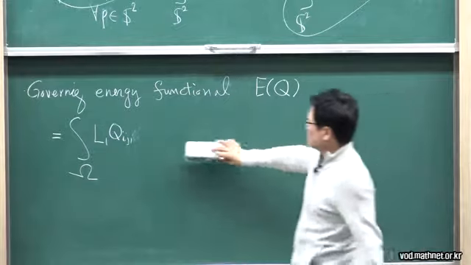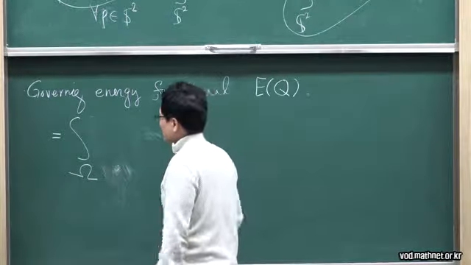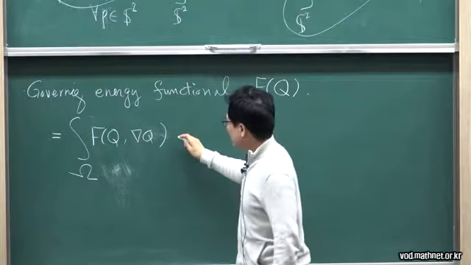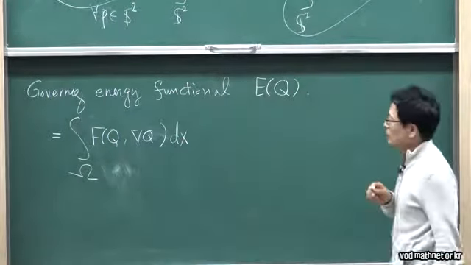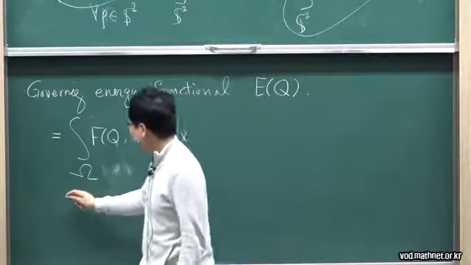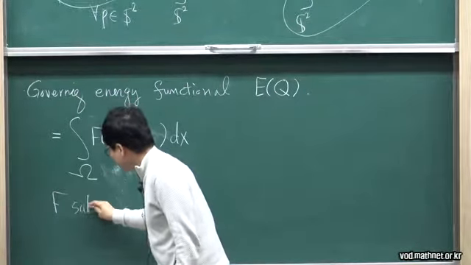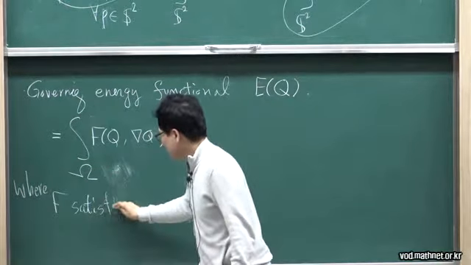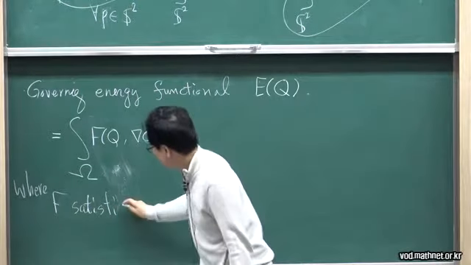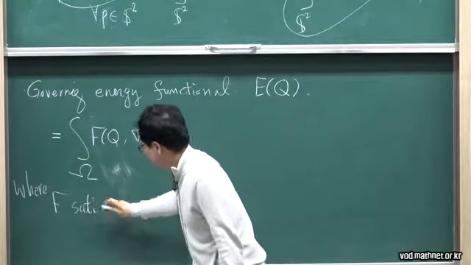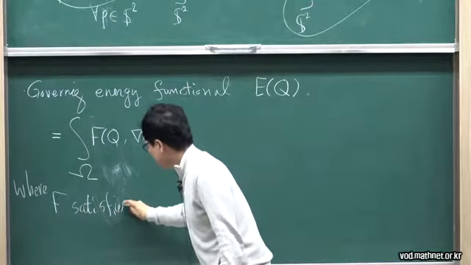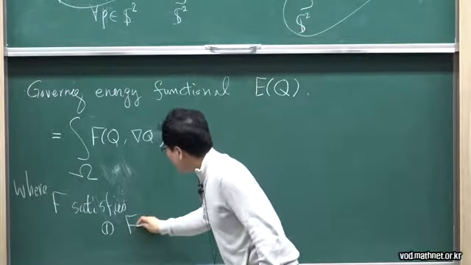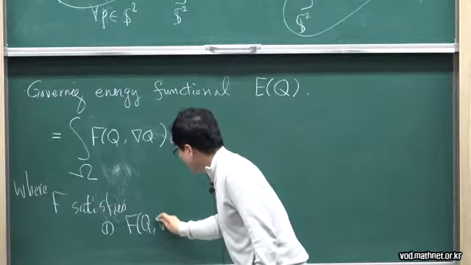Let's see. The governing equation, let me write down in this way. So F of Q and then gradient of Q dx. So this is the governing equation. And then this energy in general, F satisfies this.